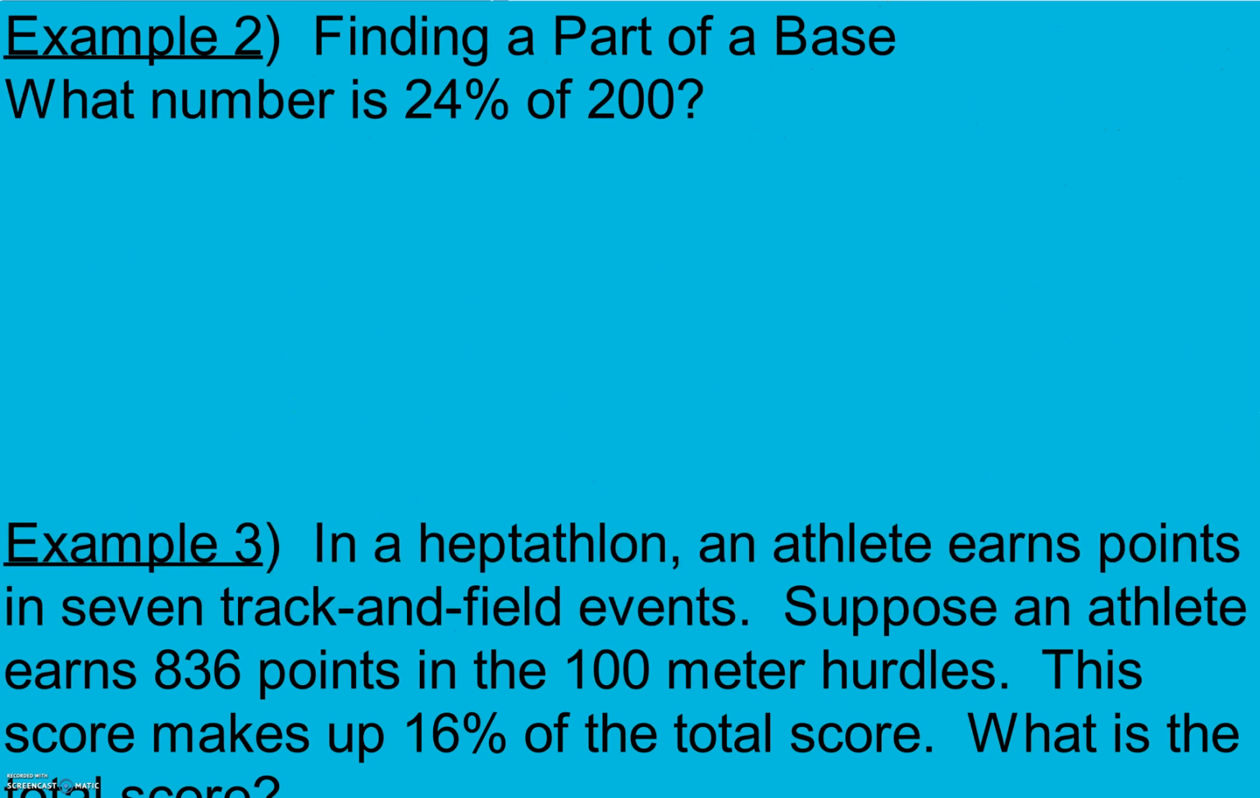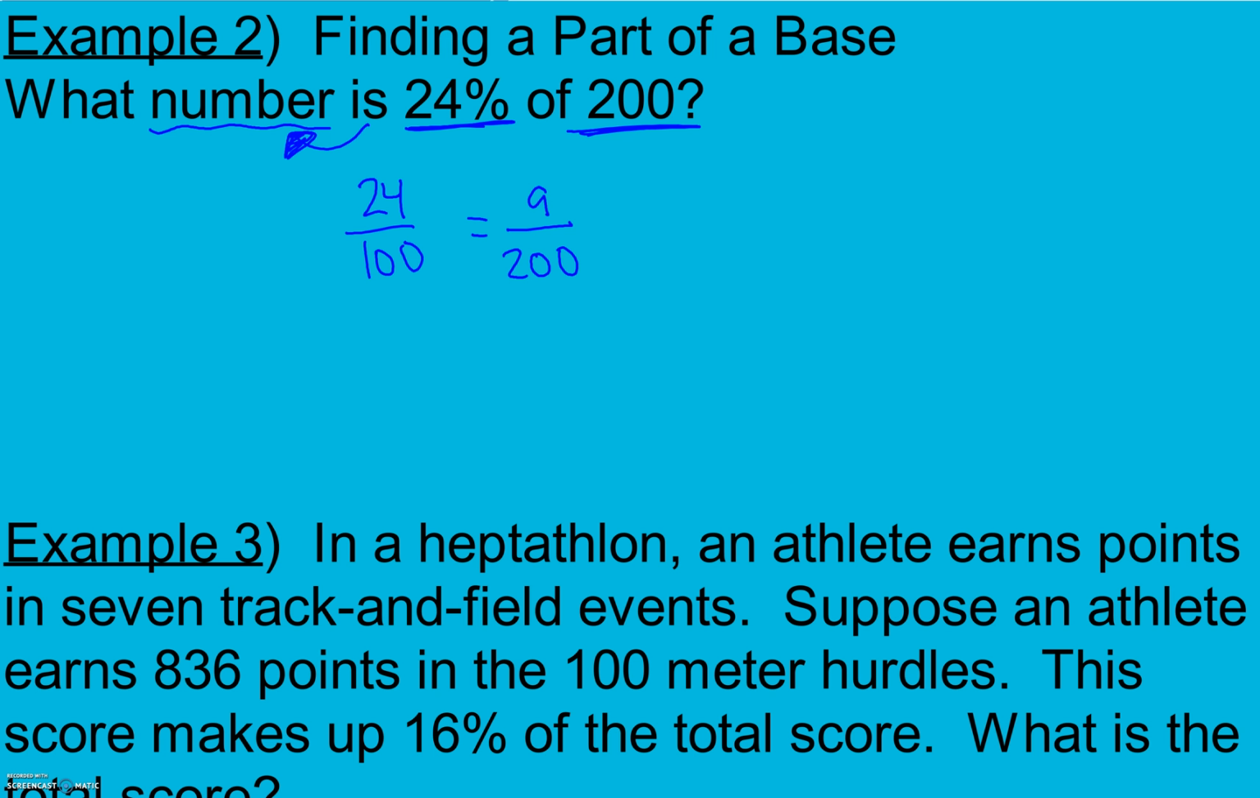In example 2, we want to know what number is 24% of 200. So this one's set up a little bit differently in that we're looking for what number is the part. We know our base is 200 and we know our percent. So our percent is 24 over 100 equals, we want to know what number is, which means we're looking for our part. And 200 is still our base.